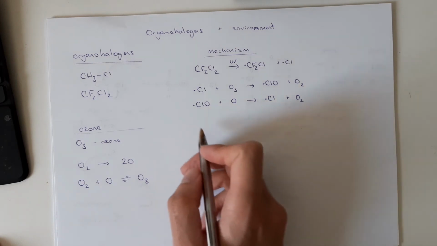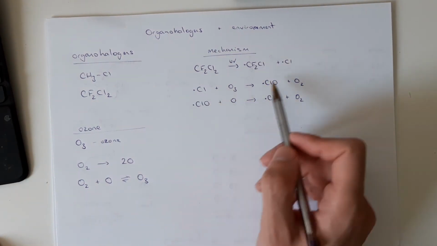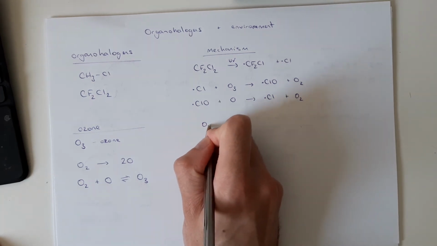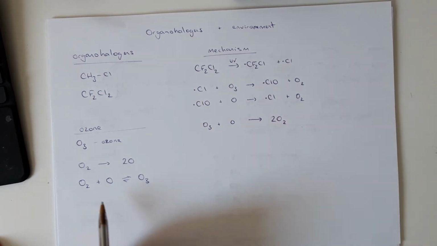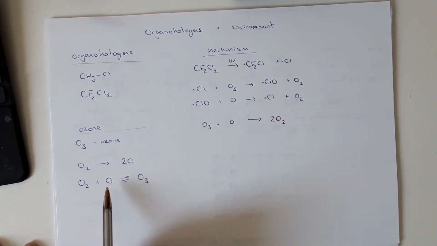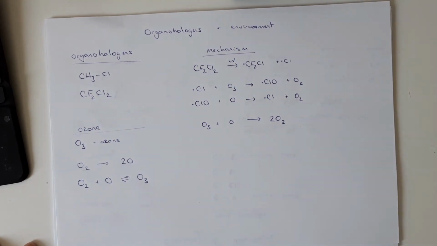And that overall equation for this reaction, the chlorine radicals cancel out and the ClO radicals cancel out to give us O3 plus O goes to 2O2. So we're breaking down this O3 and O and just forming oxygen, which breaks down the ozone layer. We're getting less and less ozone there. This is a very similar mechanism to one you've already seen for alkanes reacting with halogens.